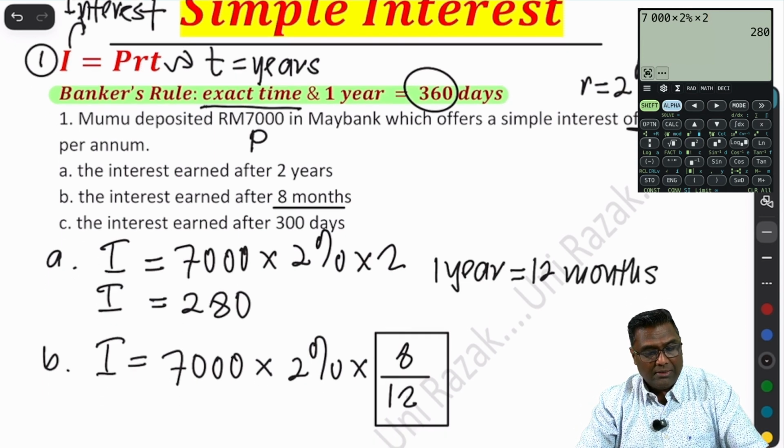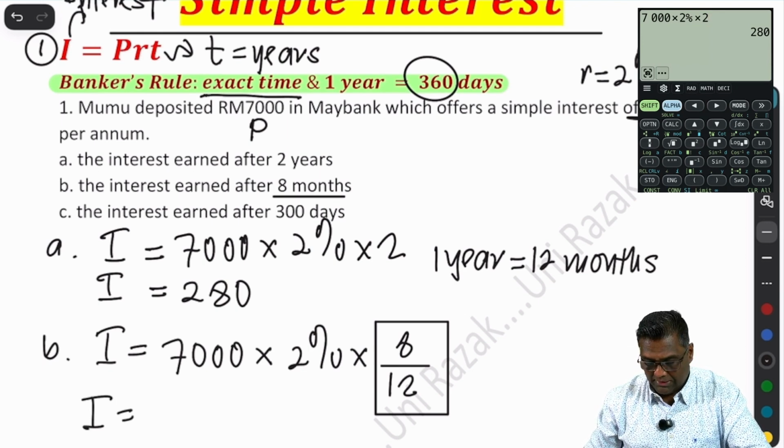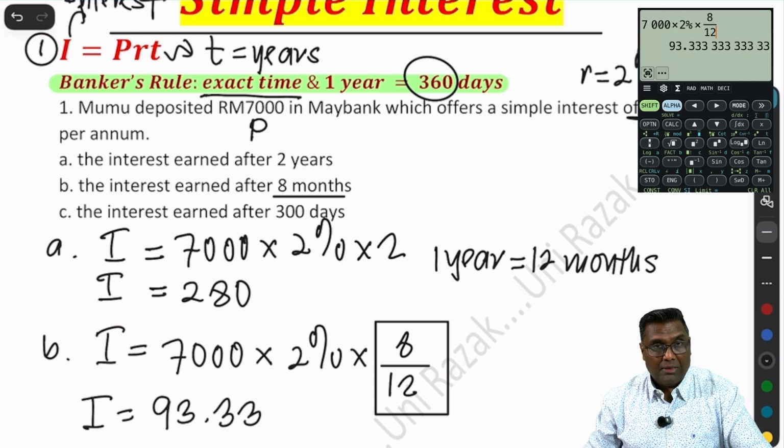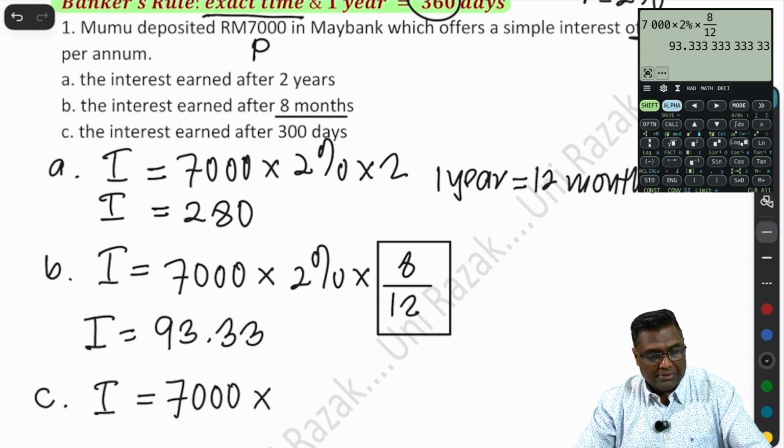So when I do that, I take my calculator and I change this to become 8 over 12, which gives me 93.33. I come to C. I want to find the interest. So 7,000 times 2% times.